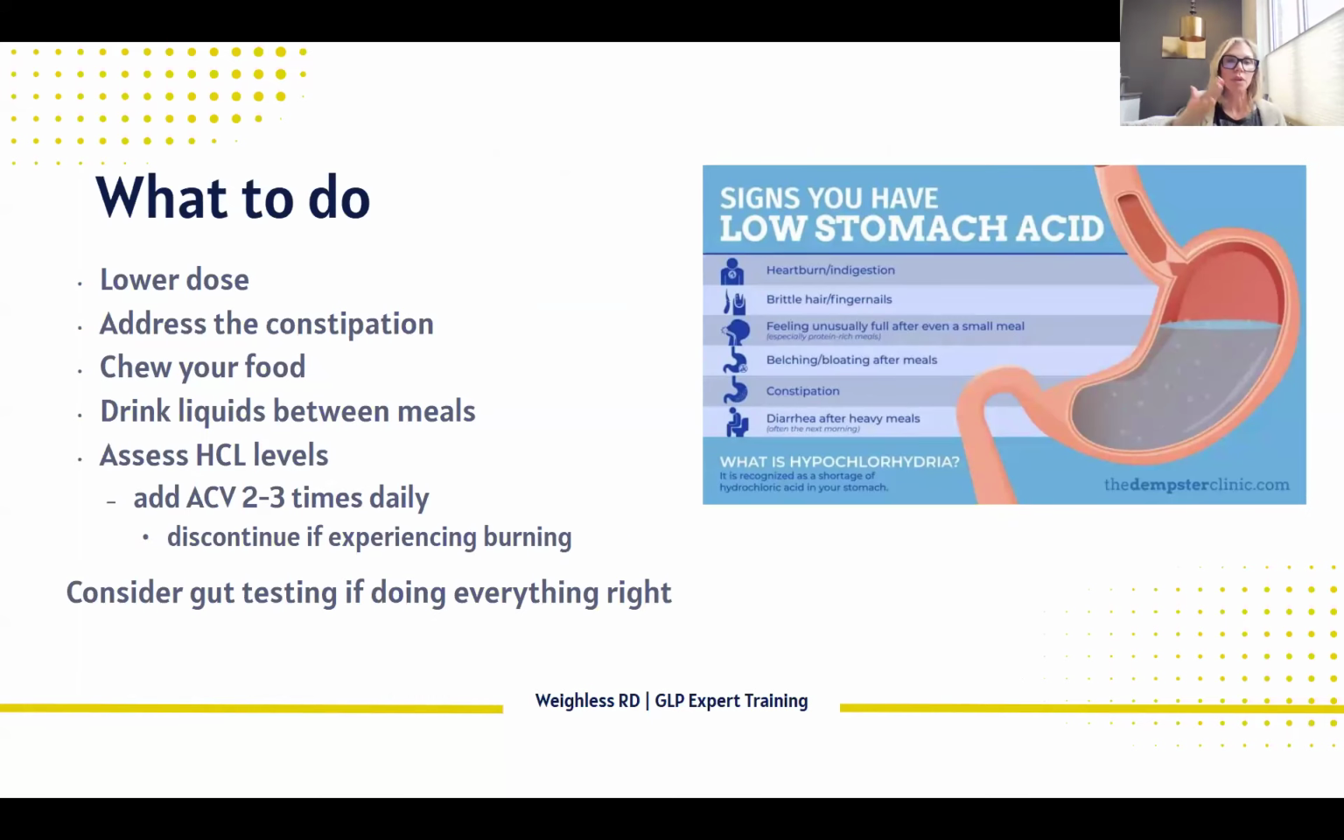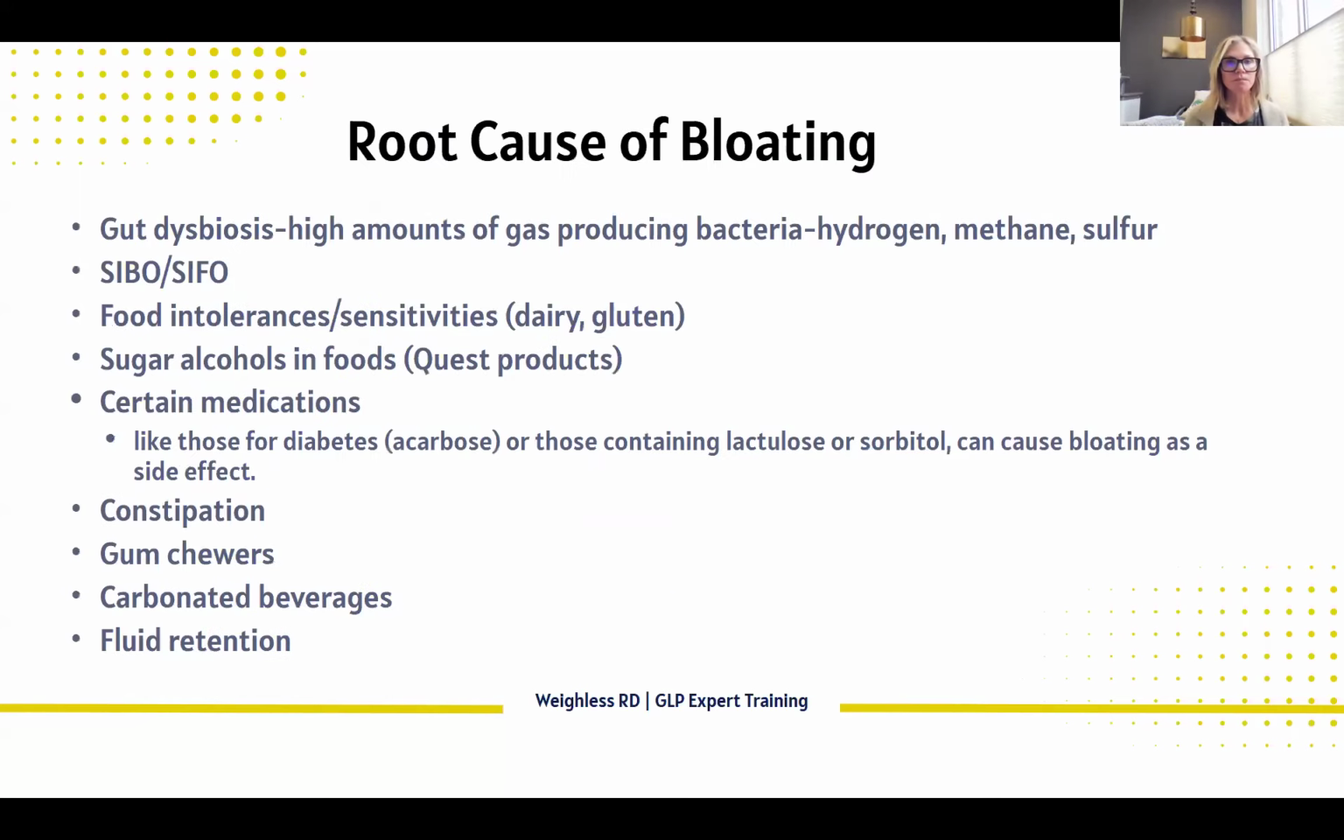So what do we do? We lower the dose, we address the constipation, talk about certain things they can do. Chew your food, drink liquids between meals, not with meals. If people are drinking cold water with meals, that's going to worsen the GI stuff. Apple cider vinegar can be great, but again, assuming that they don't have any ulcers and things like that. And again, always digging deeper if you can.